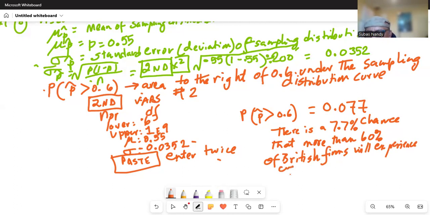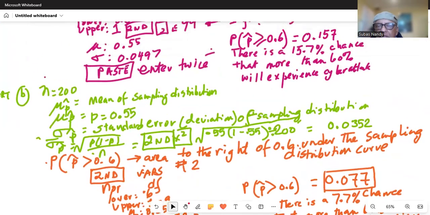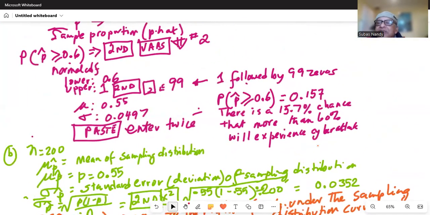So I want you to focus on the probability numbers now. When we increase the sample size, the probability is only 7.7% that more than 60% of British firms will get affected by cyber attacks, or will experience cyber attack. However, when the sample size was 100, there was a 15.7% chance that more than 60% will get affected. So what is the bottom line?